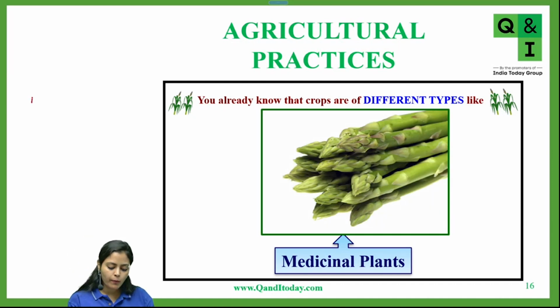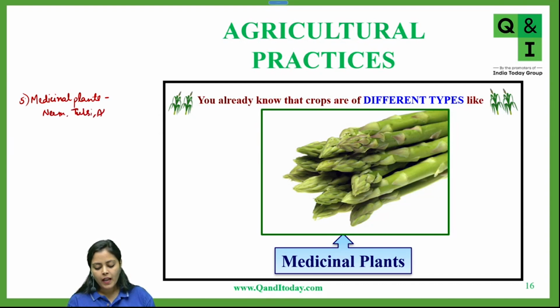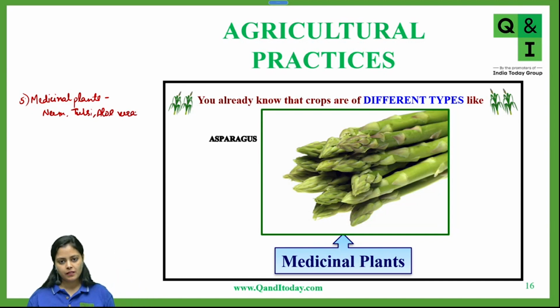Can you tell me the name of any medicinal plant you know? Ma'am, tulsi. Aloe vera. Very good. So you have neem, you have tulsi, you have aloe vera, and one more is shown in the image to you, that is asparagus. Even if you don't remember asparagus, you can say tulsi and aloe vera.